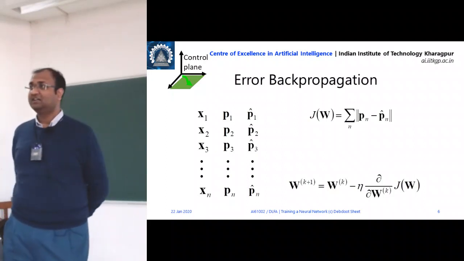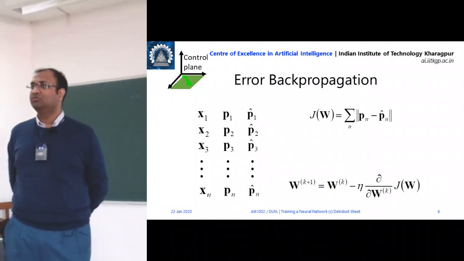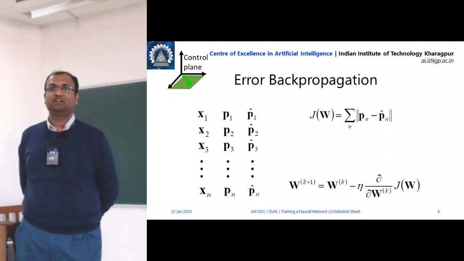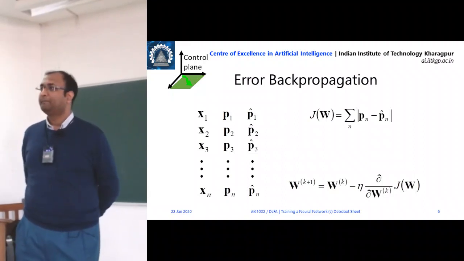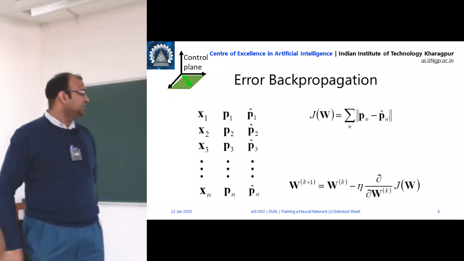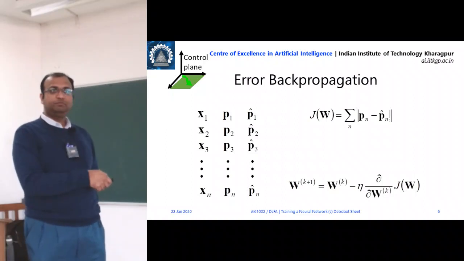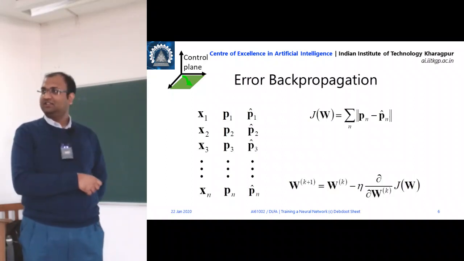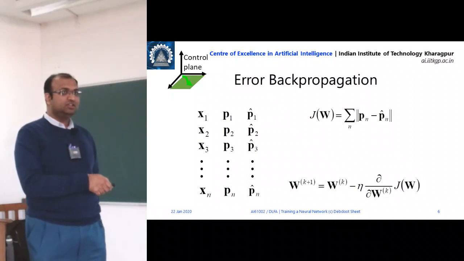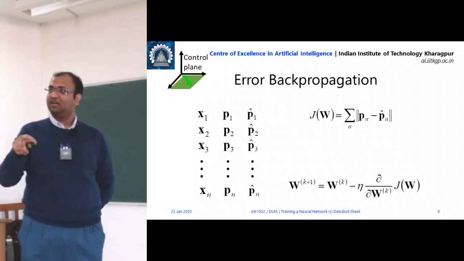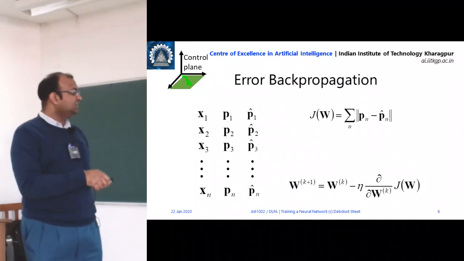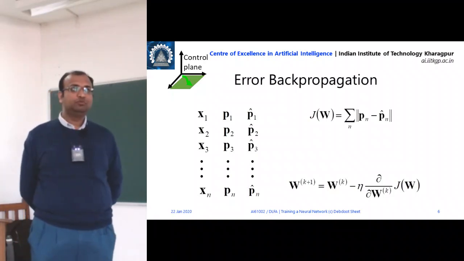So can somebody reason out why J is represented in terms of weight and not anything else? Yes. Essentially X and P are fixed. The only thing which will influence P hat is the weight and nothing else. So in this whole equation, though it is represented in terms of P and P hat, P hat is just dependent on that free variable called W and nothing else. That's the reason W is the input parameter.